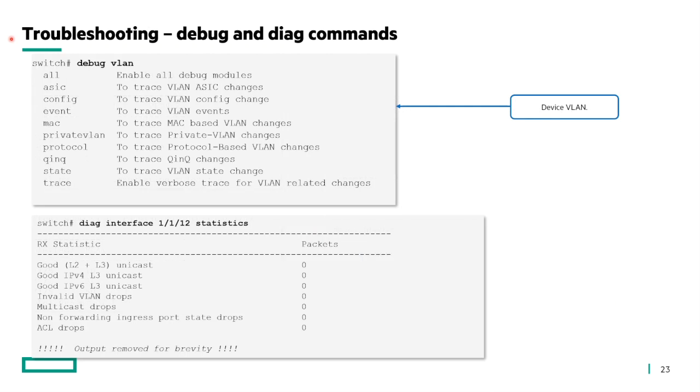Troubleshooting, debug and diagnostic commands: I just wanted to highlight that if you're using VLAN translation and you want to debug on a particular VLAN, it's always going to be the device VLAN. So that doesn't change, nothing changes. You use the same switch capabilities for debug and diagnostics that you already have for standard VLANs. So nothing changed. This is business as usual for device VLANs and regular VLANs.